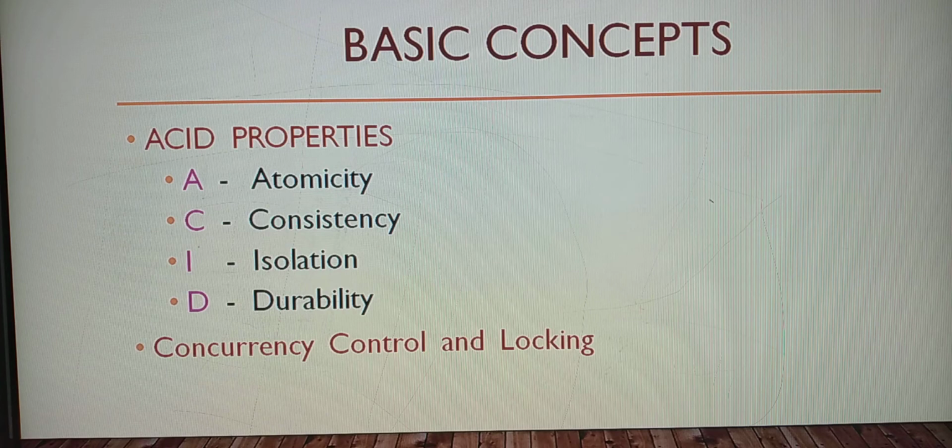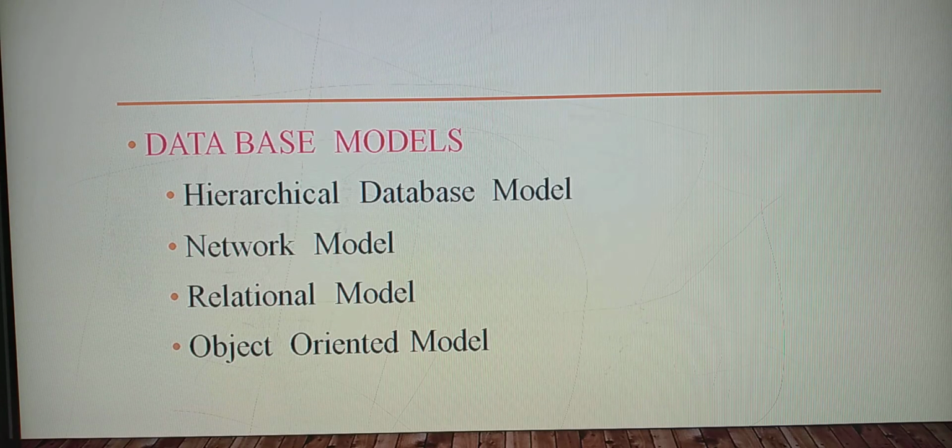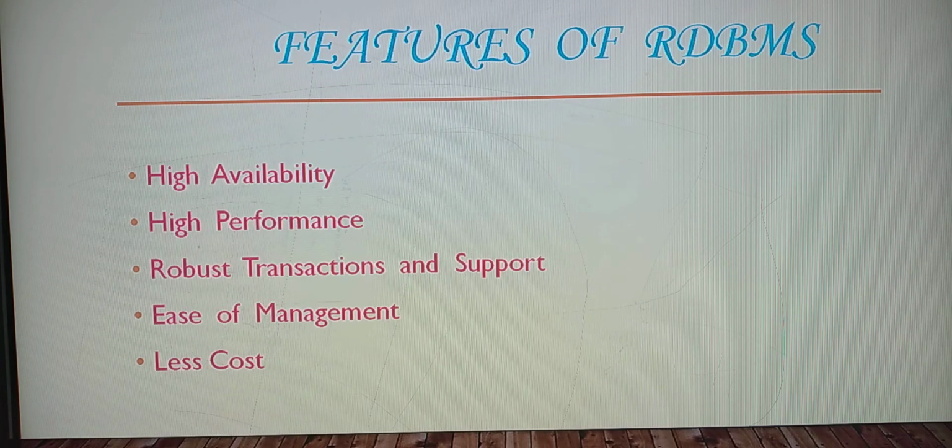And the next, these two are the basic concepts in DBMS, that is your ACID properties, and the next one is your concurrency control and locking. And the next we discussed database models. Under that you are having four: hierarchical, network, relational, and the next one is your object oriented model. Features of RDBMS. RDBMS is nothing but relational database management system.